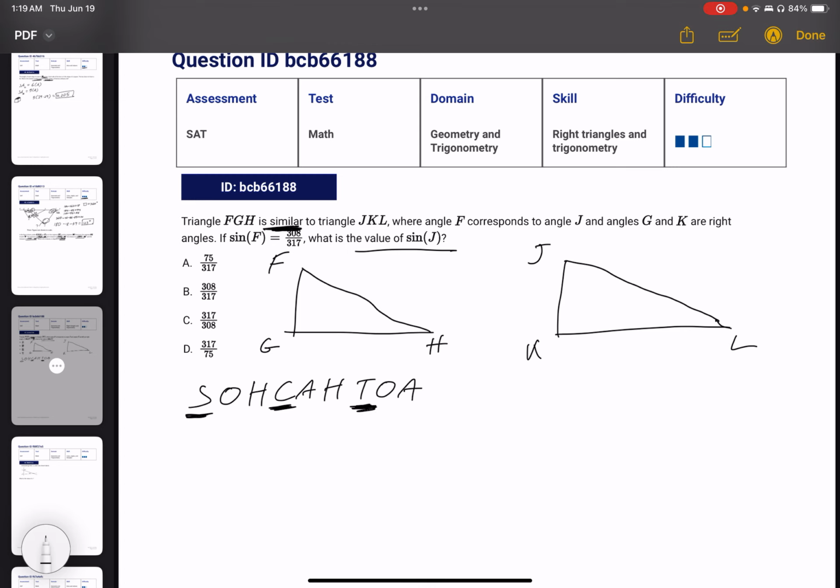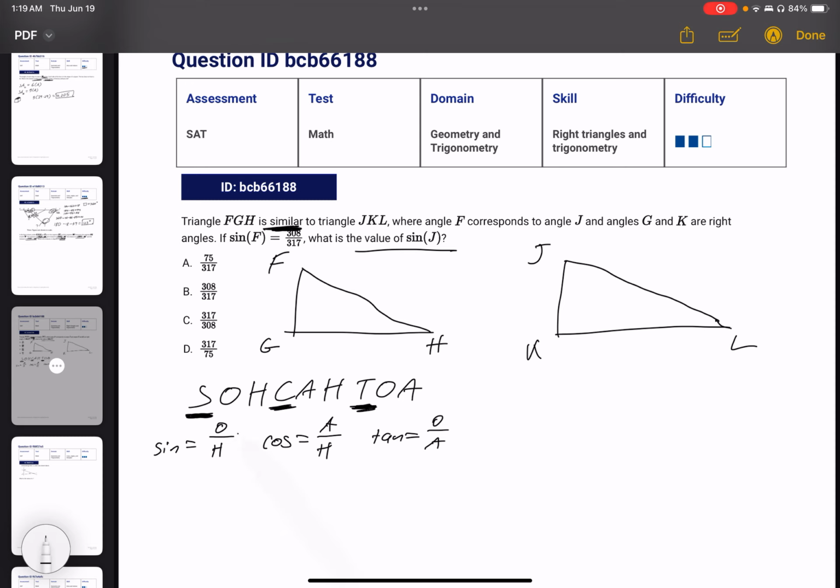Pretty much SOHCAHTOA is an abbreviation for: sine is the S, and it's equal to opposite over hypotenuse. Cosine is equal to adjacent over hypotenuse. And tangent is equal to opposite over adjacent. If I lost you on that, I'm going to explain it a little further.